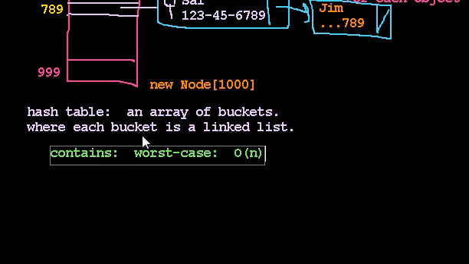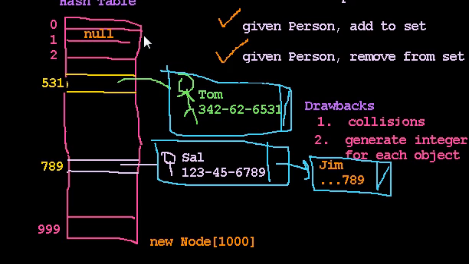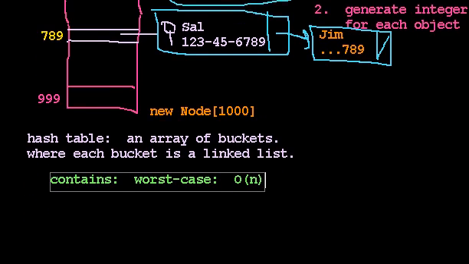To determine if my hash table contains a given value, well, the worst case is I get to a particular bucket, and it turns out, well, what is the worst case? The worst case is that every single element in my hash table ends in the same 3 digits in this case, or in general, hashes to the same bucket. Every single element is in the same bucket. That would be the absolute worst case scenario.